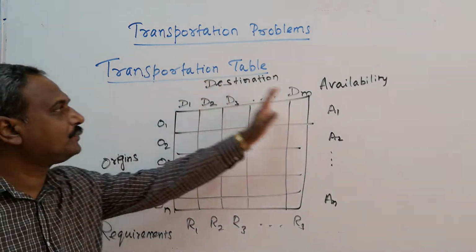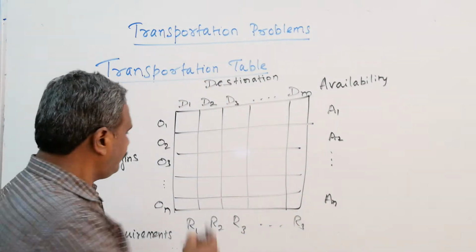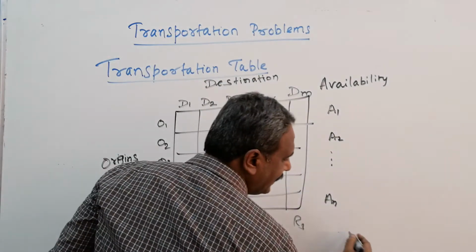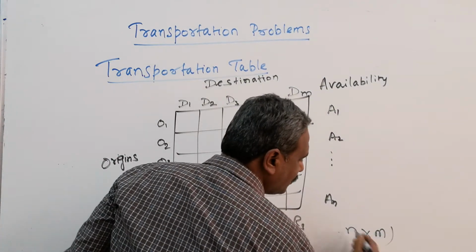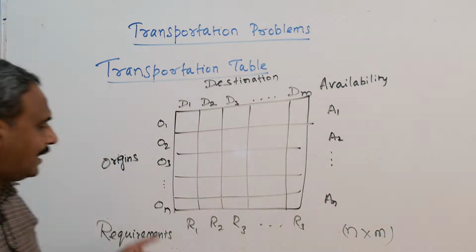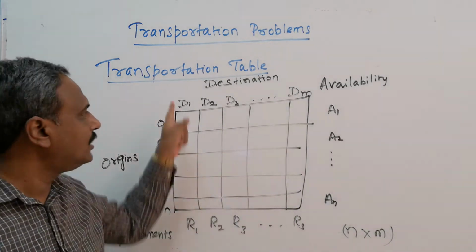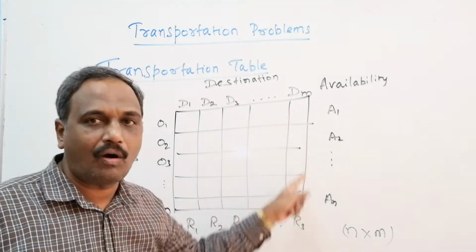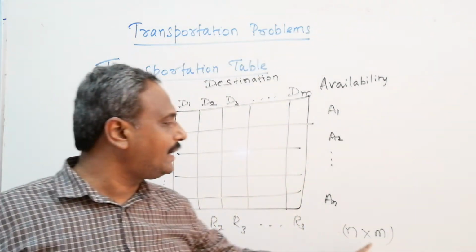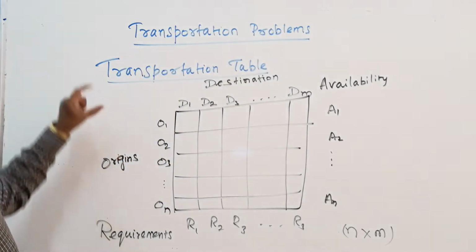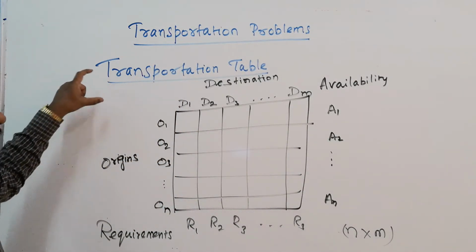This table is called an N by M matrix. I have N rows and M columns. This N by M matrix is called the transportation table.